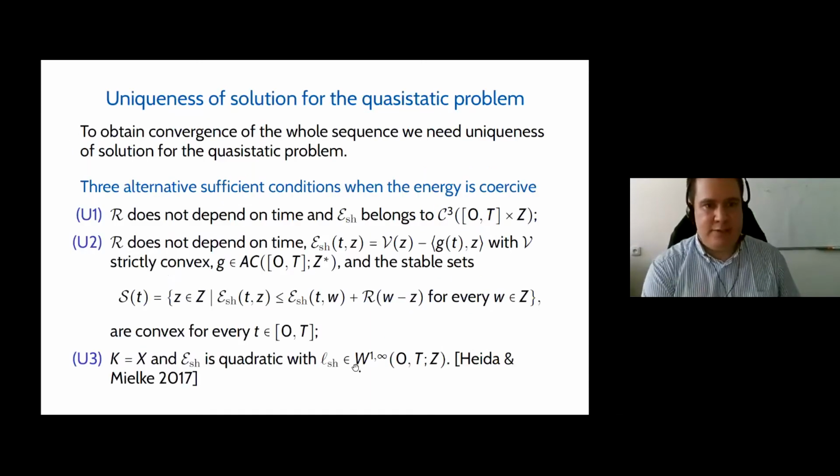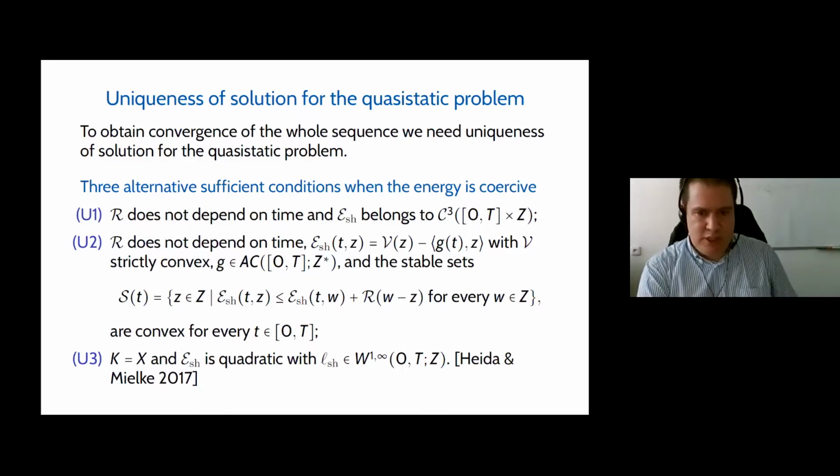And a final consideration: uniqueness of solution. As I told you before, to have convergence of the whole sequence, you need uniqueness of solution for the quasistatic problem. This is something well known in the classical study when the energy is coercive. It is sufficient, for instance, for the energy to be C3 if R does not depend on time. The case with R dependent on time has been treated, I think, in only one work, except something on locomotion by Heide Milke.